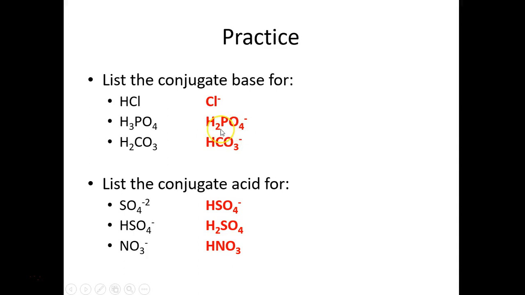But H2PO4- could either gain a proton to become H3PO4 or lose one to become HPO4 2-. Same thing with HSO4-. HSO4- could lose a proton to become sulfate, or it could gain a proton to become H2SO4. But sulfate is an example of something that is not amphiprotic because it doesn't have any hydrogen to lose. It can only act as a base and gain hydrogens.